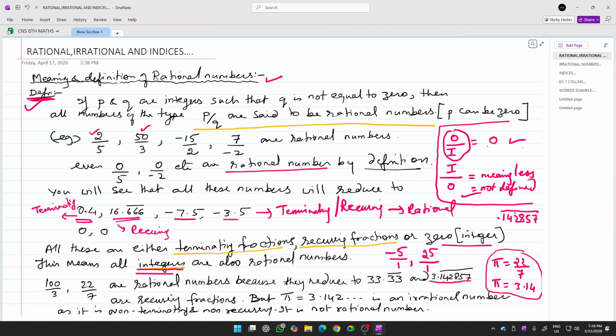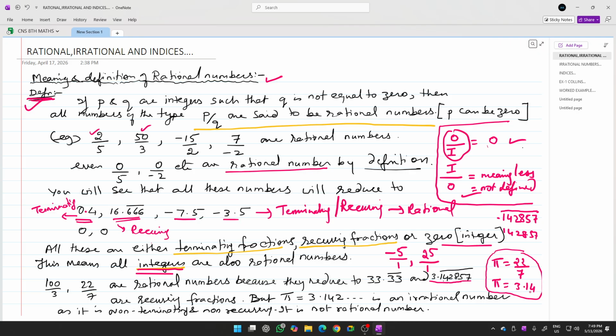If you carry on the decimal after 7, again you will get 142857. Again you will get 142857. So this bunch of numbers, 142857, is going to recur every time you carry on the division. So you will never get a 0, but it will be a recurring decimal. And I have told you that recurring decimals or recurring fractions are also rational numbers. So in that way, 22 upon 7 is a rational number.